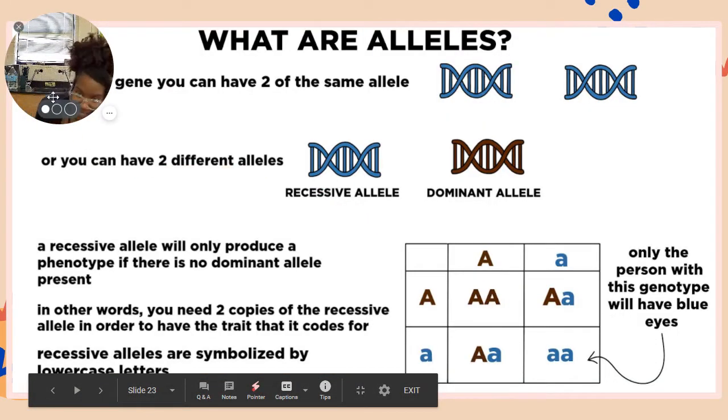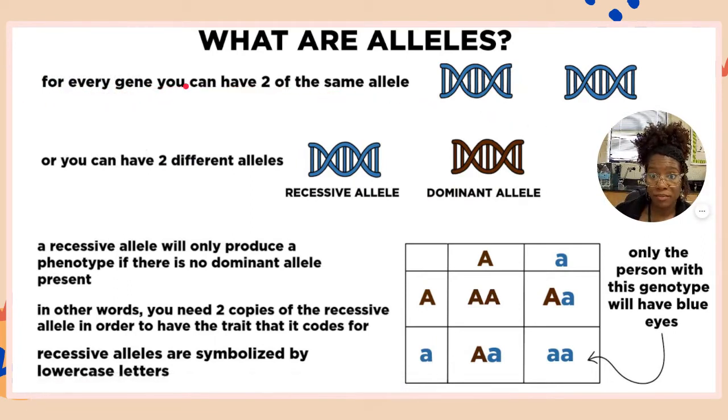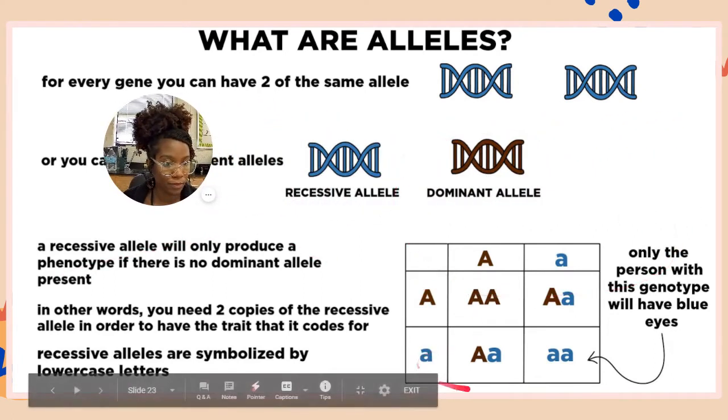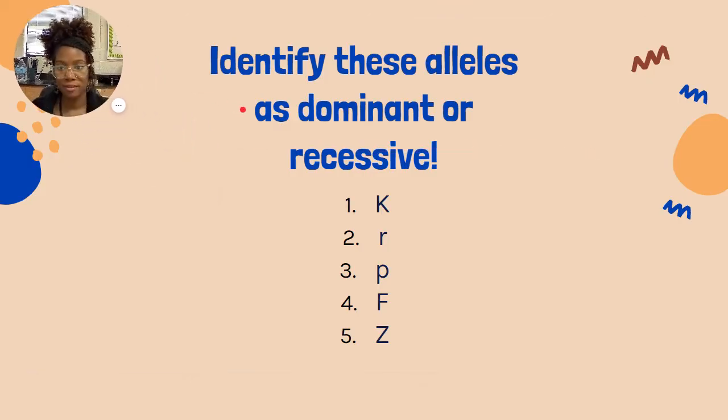So again, alleles. For every gene, for example, hair color, you can have two of the same allele, or you can have two different alleles. So one can be recessive, dominant, both can be dominant, dominant, or both can be recessive, recessive. So a recessive allele will only produce a phenotype, so it will only be shown if there is no dominant allele present. Okay? Don't worry. Let's practice with it.